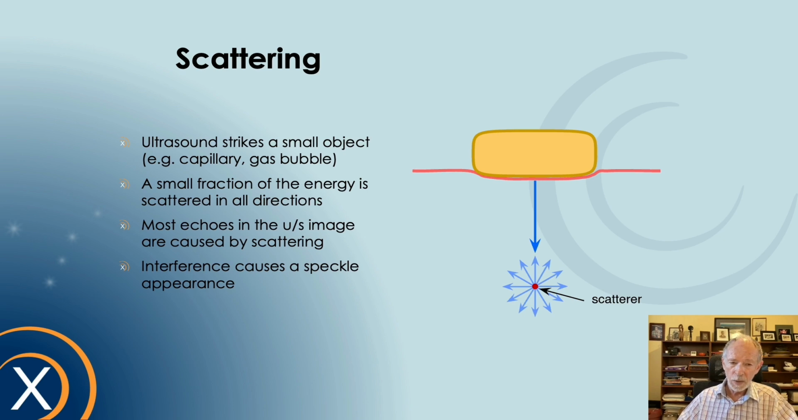You can think of there being thousands of scatterers that are all interacting with the beam at the same time, and the scattered echoes from those go back independently to the probe, where they are then combined together electronically by the machine. There's a randomness to this process because the scatterers are randomly distributed within the tissues, and therefore we get a random interference pattern that we call speckle.